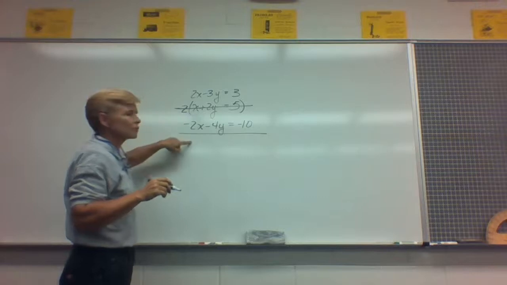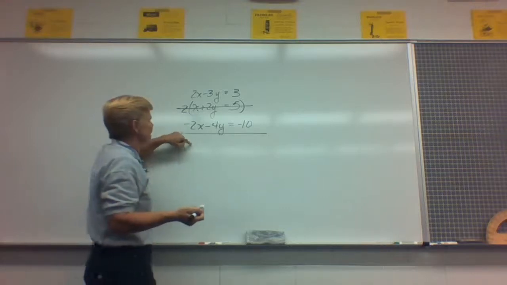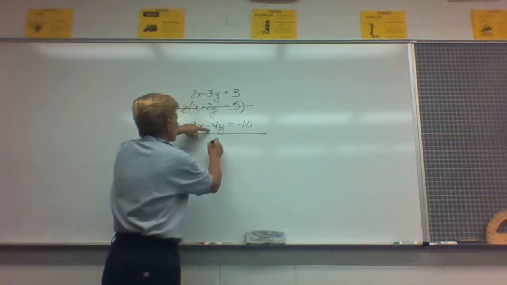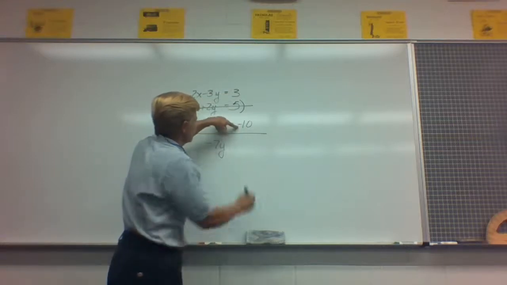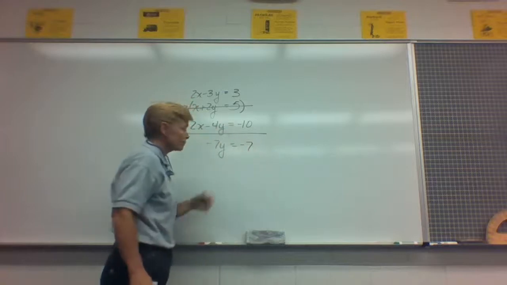2x and negative 2x is 0. That's why I did it. Now, negative 3y and negative 4y is negative 7y. 3 and negative 10 is negative 7. Oh, that's a happy thing. That's a real easy division.